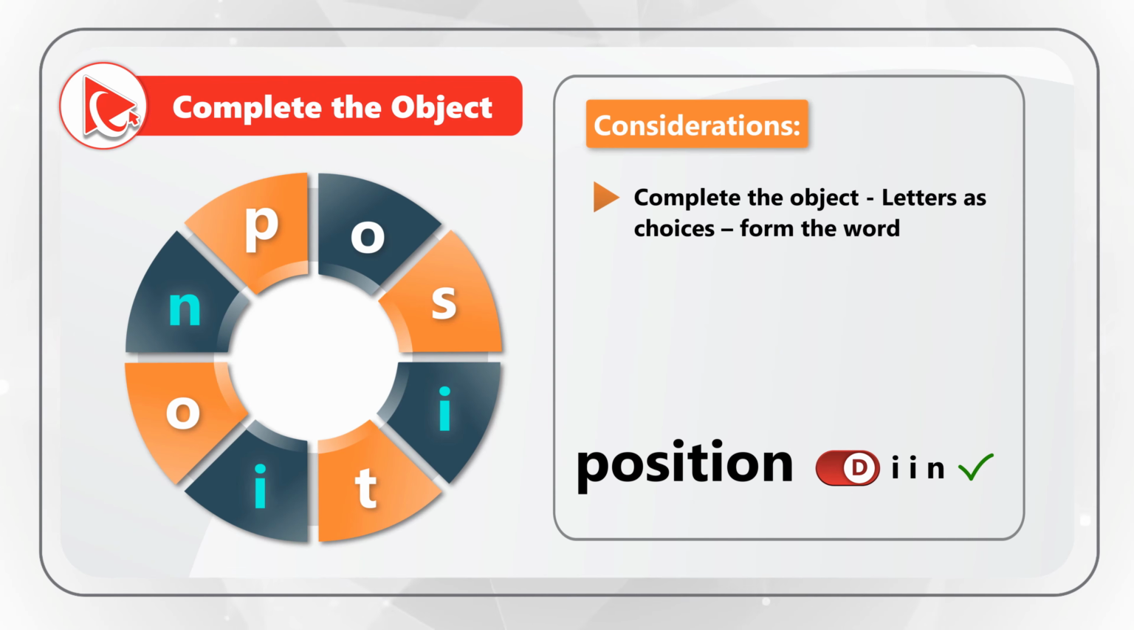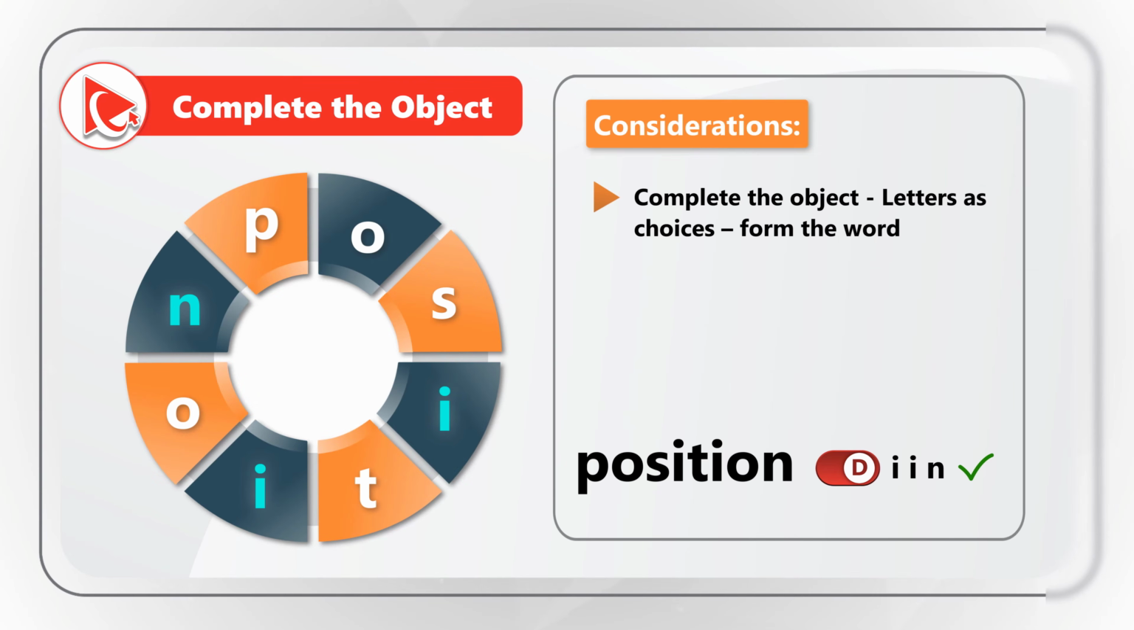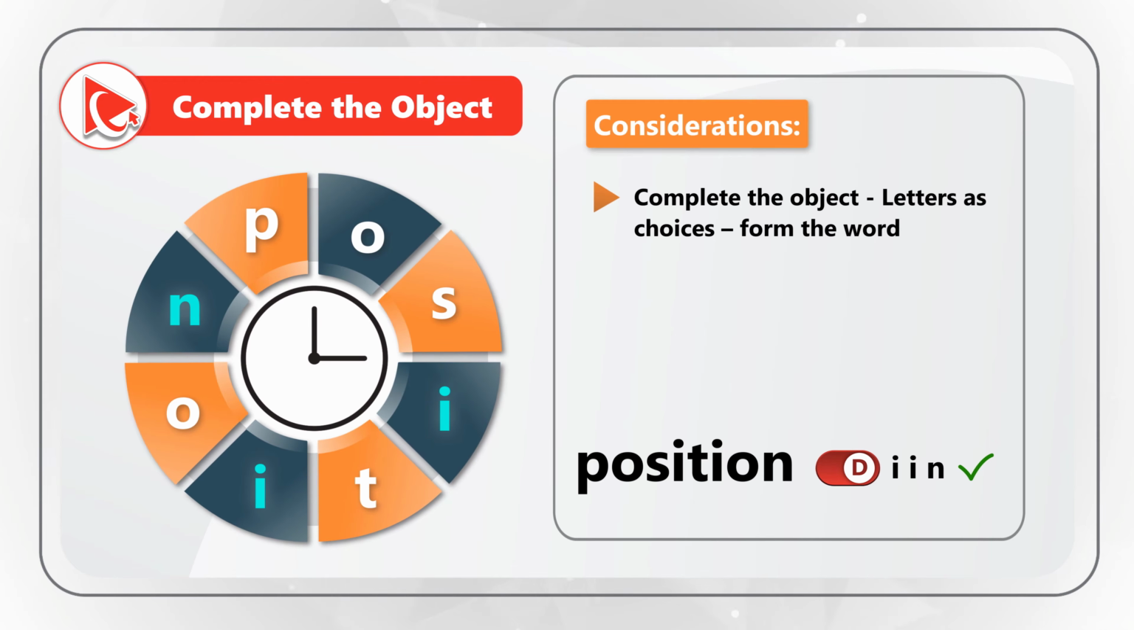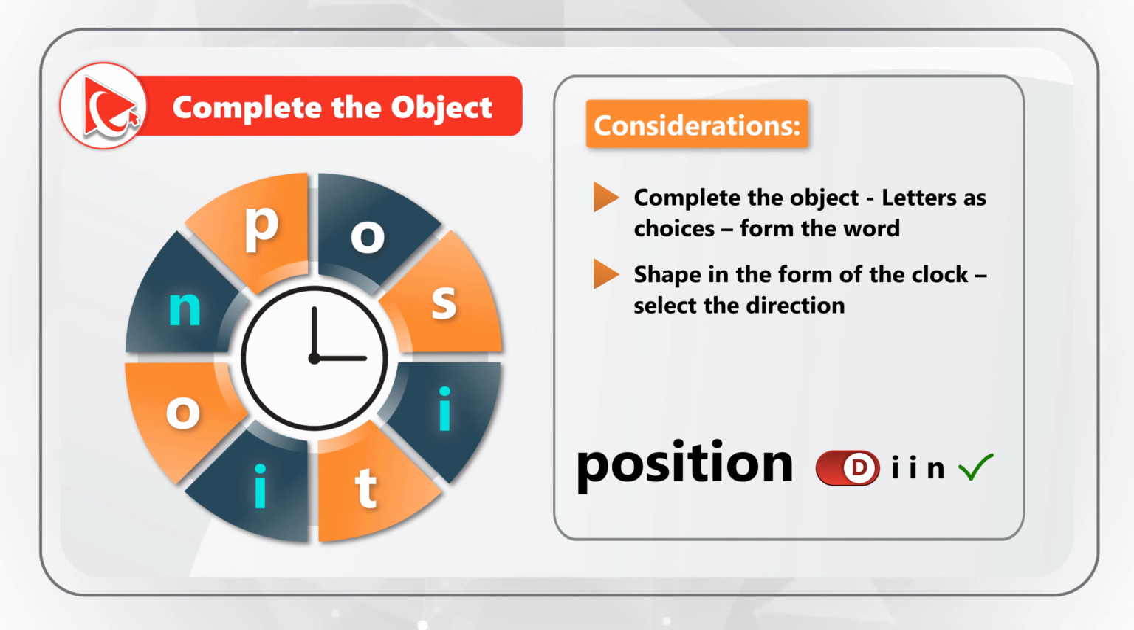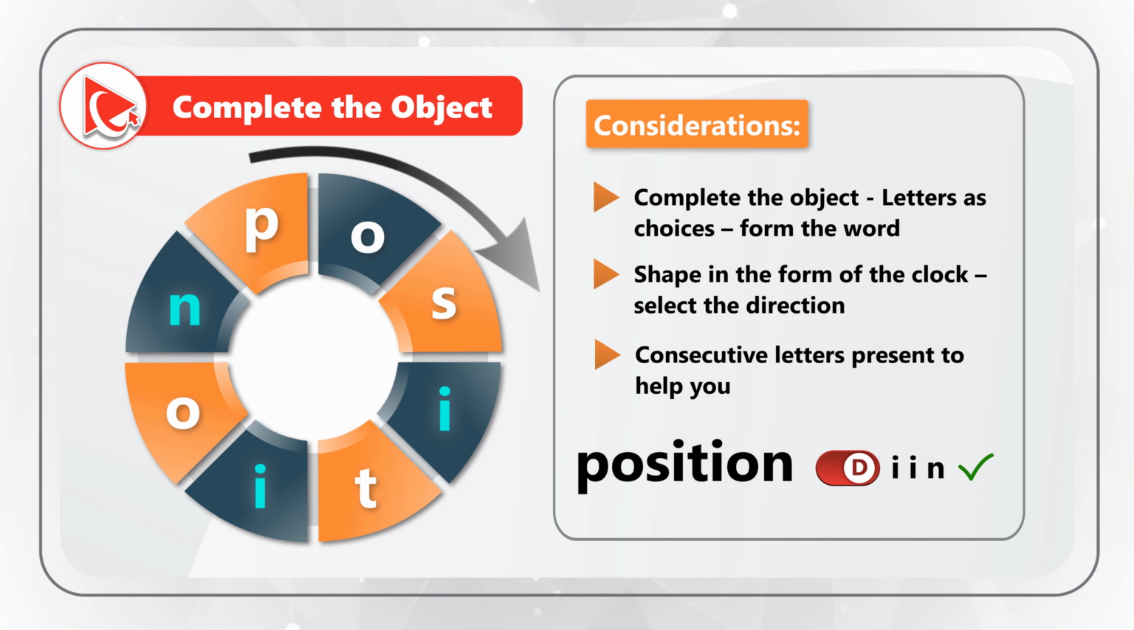When you look at the question is complete the object, and letters are the choices, which most of the time would mean that you need to form the word. Circle shape in the original question mimics the clock, which a lot of times mean that you need to select the direction, which could be clockwise or counterclockwise. To solve these types of challenges, you typically need to look at consecutive letters that are already present. So the 3 consecutive letters that are present are P-O-S, which would kick off your thinking about the word position.